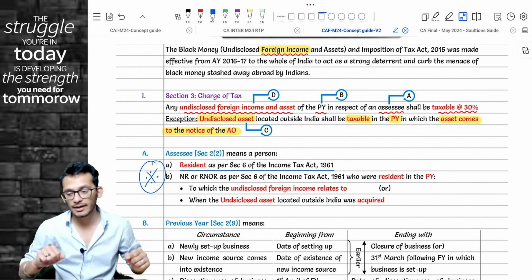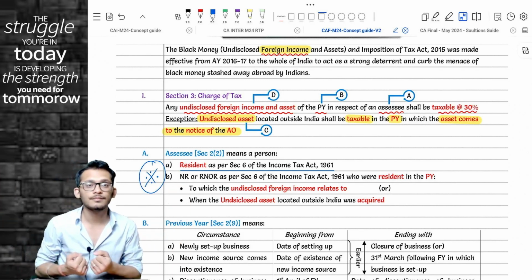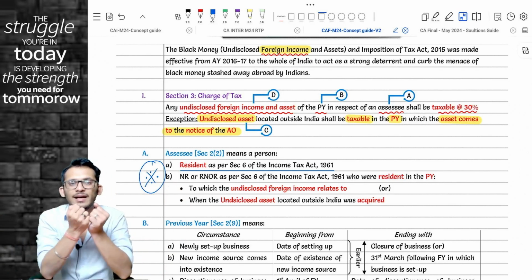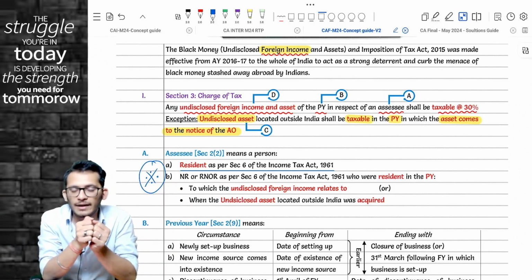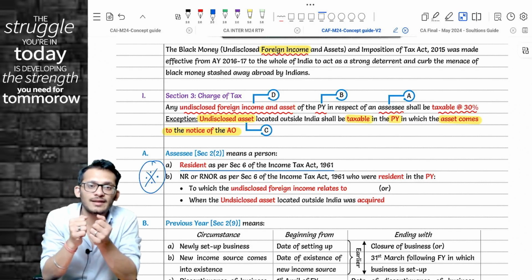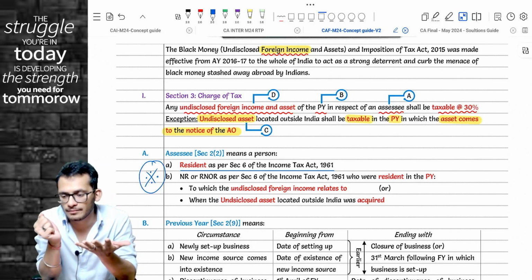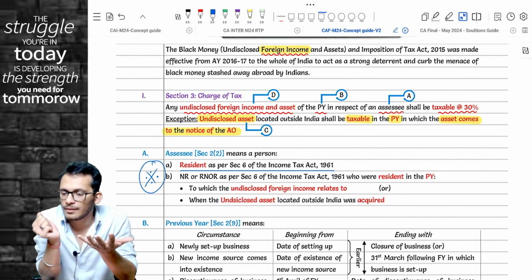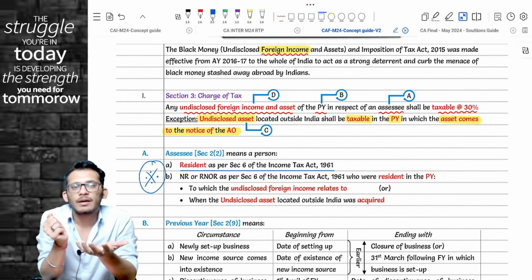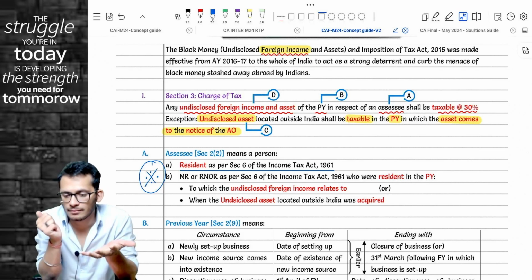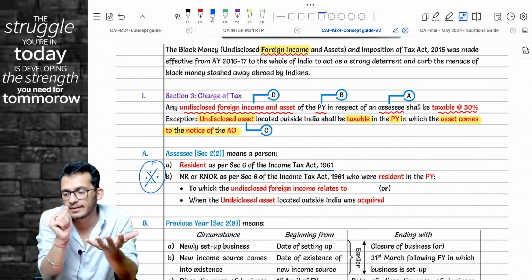When the asset was bought, I was a resident, which means in all practical sense, the money I would have used would have been Indian money. When I was doing all the illegal activities, I was an Indian person. So I should also be covered. Agreed.